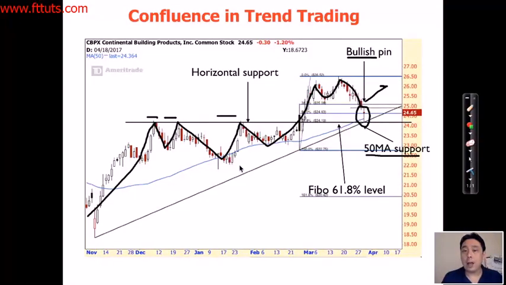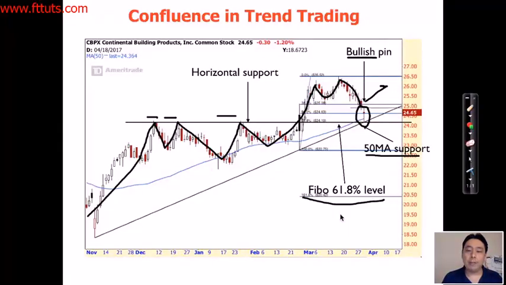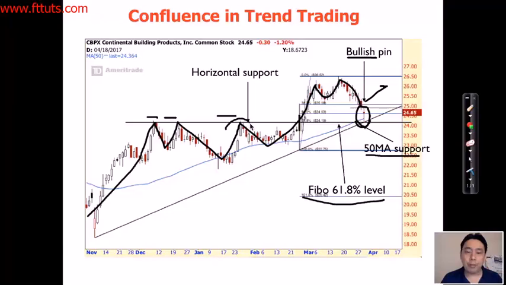Second point of confluence. Third point, this price over here is known as the Fibonacci 61.8% retracement level, which is a very powerful level that Fibonacci traders look at. Next, notice that this point is also the support level of this previous resistance. That's a third point of confluence.